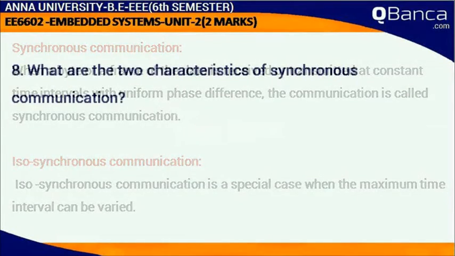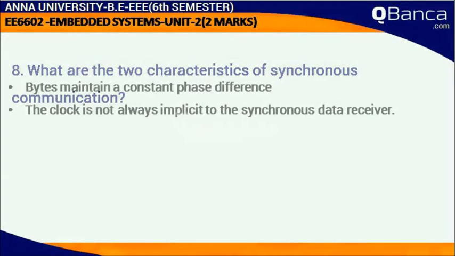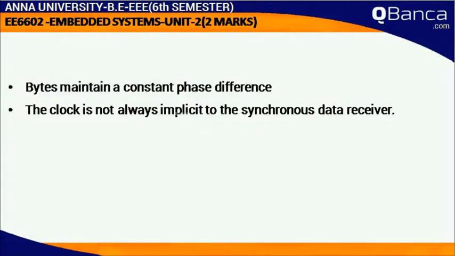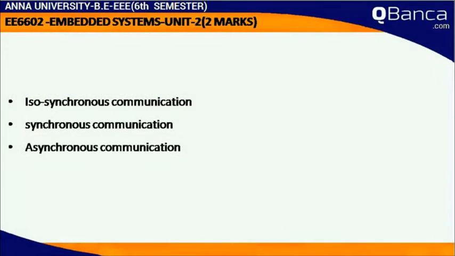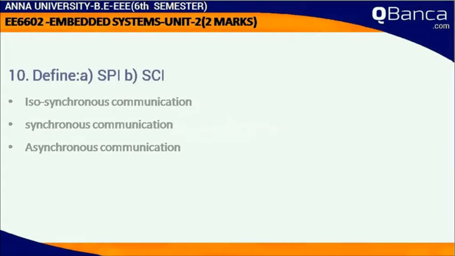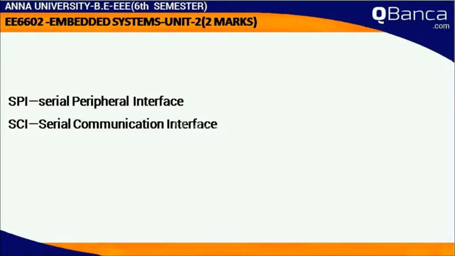What are the two characteristics of synchronous communication? Bytes maintain a constant phase difference. The clock is not always implicit to the synchronous data receiver. What are the three ways of communication for a device? Isosynchronous communication, synchronous communication, asynchronous communication. Define SPI, SCI. SPI, Serial Peripheral Interface. SCI, Serial.